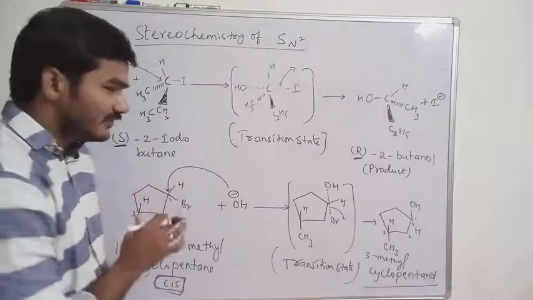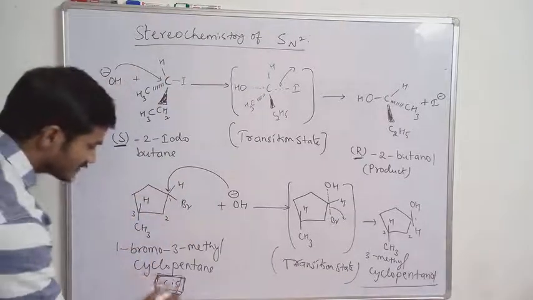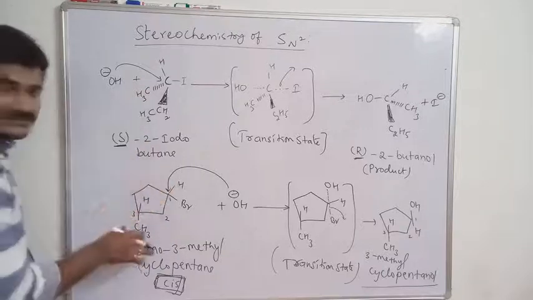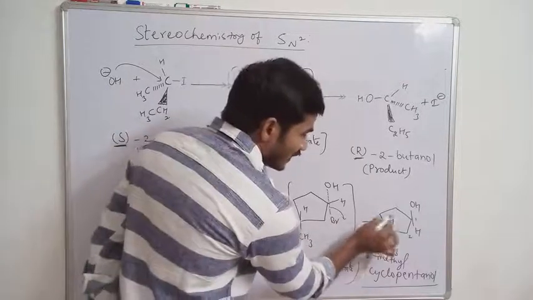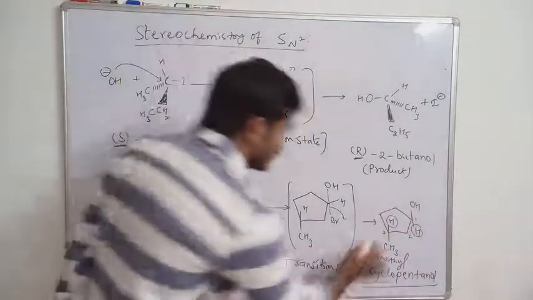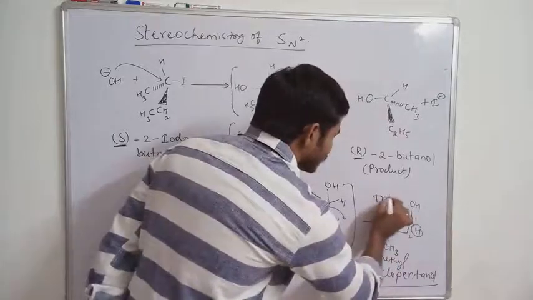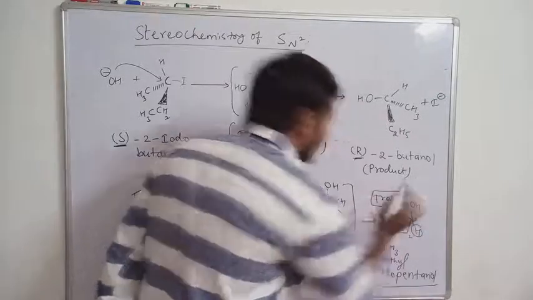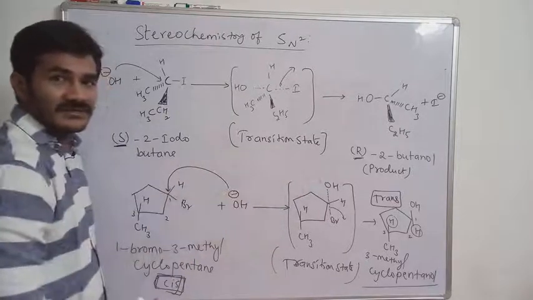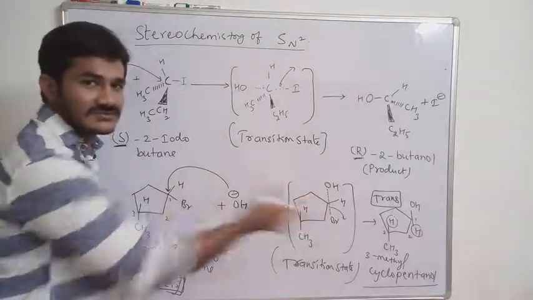What you need to remember is this is cis, because the two CH3 groups are on a particular side, and the hydrogen is on the same side: cis. But here the hydrogens are on opposite sides, and these two groups are also on opposite sides. So this is said to be a trans molecule. The cis configuration has been converted into trans. If you take trans, that will be converted into cis.